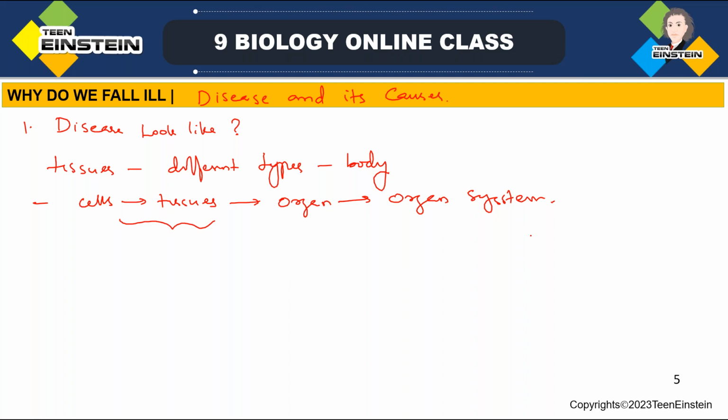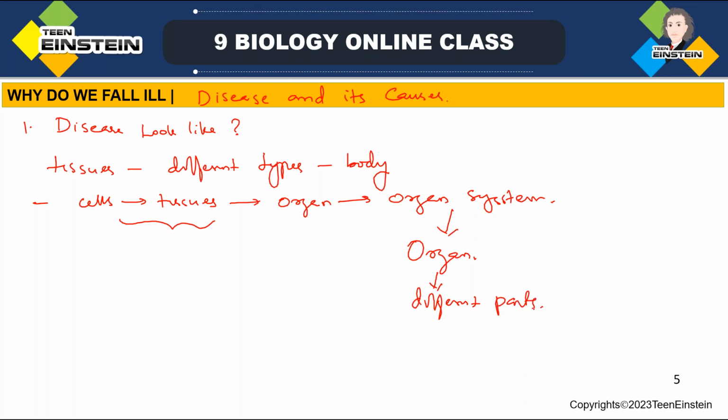Right. So each organ system has a specific organ which carries out the function, and different parts of that organ, you can see.